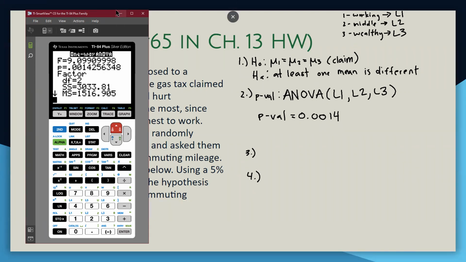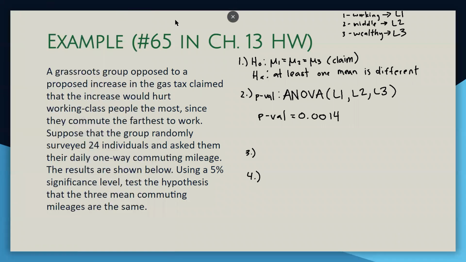So we're finished with our calculator. Now we just need to finish our hypothesis test. So step 3, we make a decision. We compare that p-value to the given alpha, the level of significance. And we're told 5%, 0.05. 0.0014 is less than or equal to 0.05, so we can be fairly confident that we can reject that null.